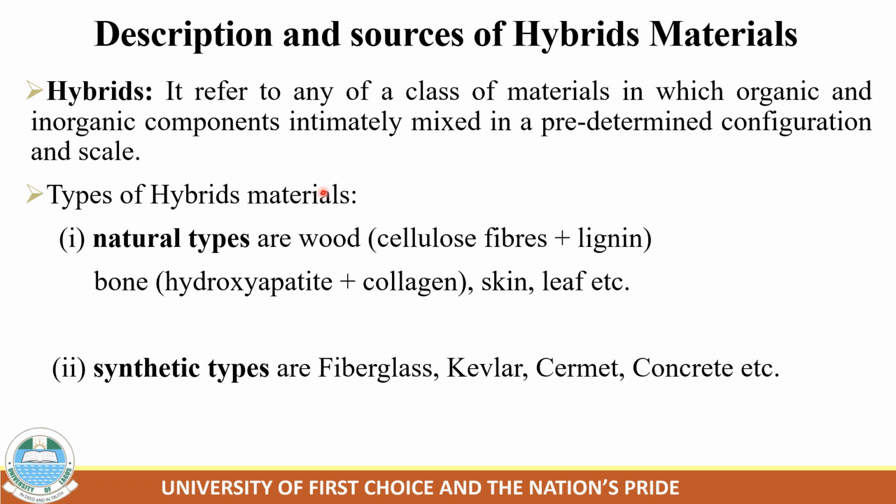At the beginning of the lecture, I let you know that all living and non-living things are engineering materials. Even we human beings are engineering materials. In what way? You can see it under the natural type. Under the natural type of hybrid material is wood. Wood is made up of cellulose fiber and lignin.